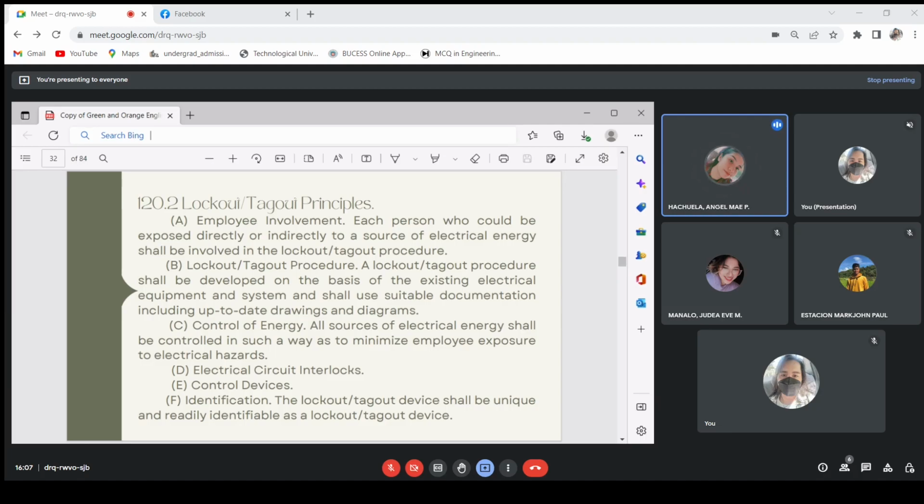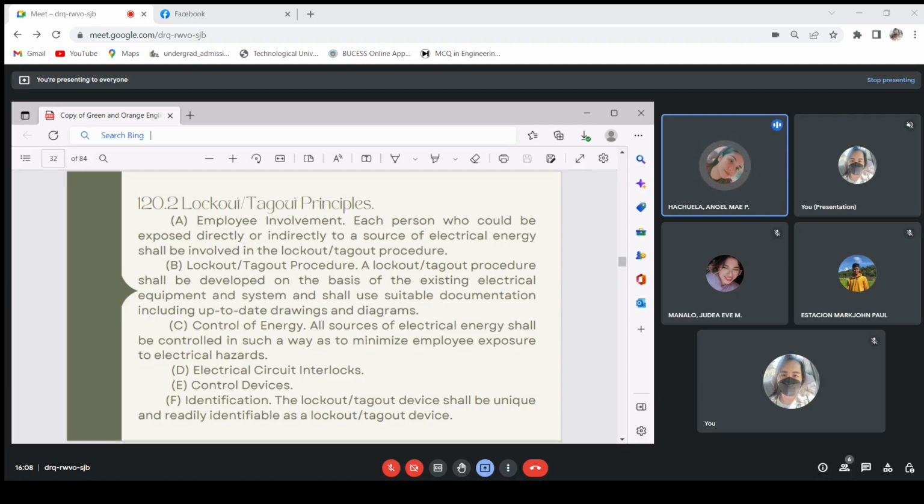Letter B, lockout-tagout procedure. A lockout-tagout procedure shall be developed on the basis of the existing electrical equipment and system and shall use suitable documentation including up-to-date drawings and diagrams. So, the procedure shall meet the requirements of the applicable codes, standards, and regulations for lockout and tagging of electrical sources.